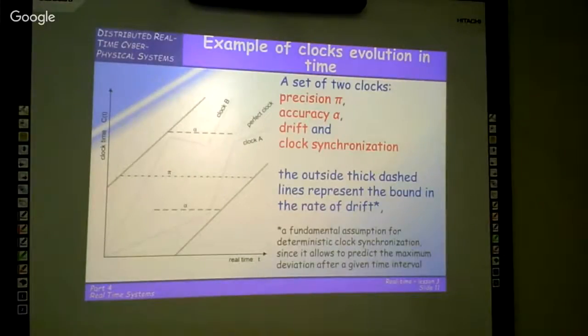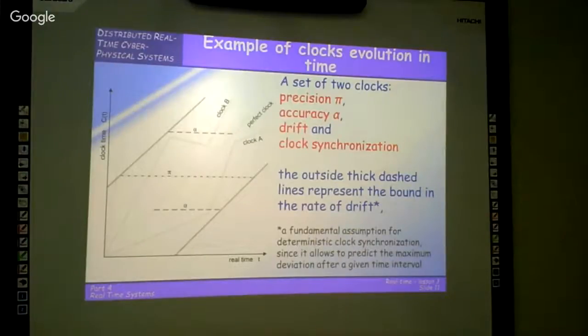You see here we have these two dashed lines. They represent a bound on the clock drift, and this is a fundamental assumption if we want to make all these things possible. Because if I cannot assume that a clock has a maximum drift, then I don't know how frequently I have to run my correction algorithm or process. If I know that my clock can drift 10 seconds per hour and I want to be off by at most 1 second, I can run my algorithm every 6 minutes, because my clock can drift 10 seconds per hour.